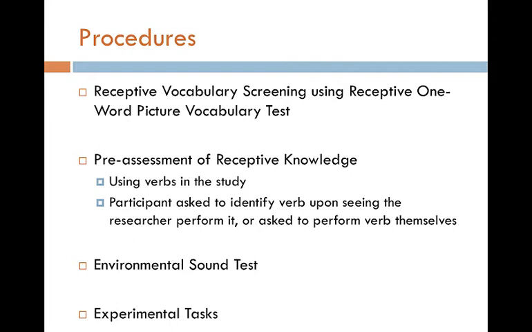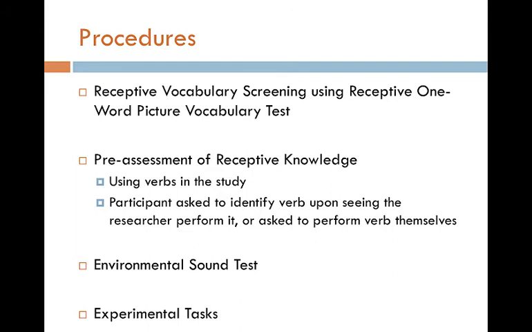The participant was asked to identify the verb upon seeing the researcher perform it, or asked to perform the verbs themselves. For example, the researcher would have a paper and a marker and would draw a smiley face on the paper and ask the child, "What am I doing?" The child would say, "Drawing." And if the child says writing, the researcher at the end would hand the child the paper and the marker and say, "Can you draw?"